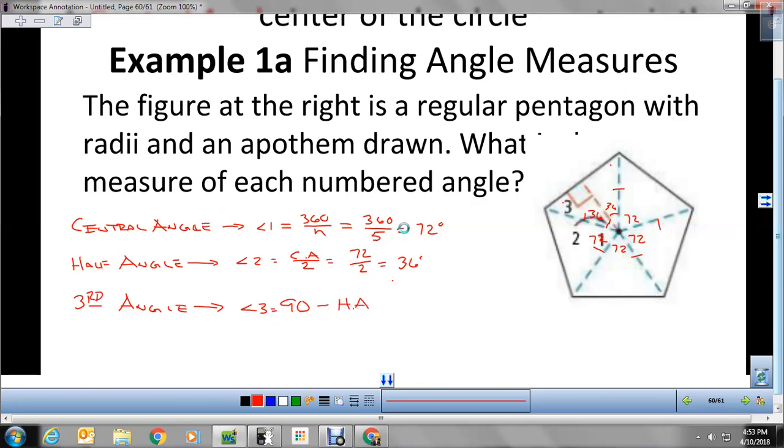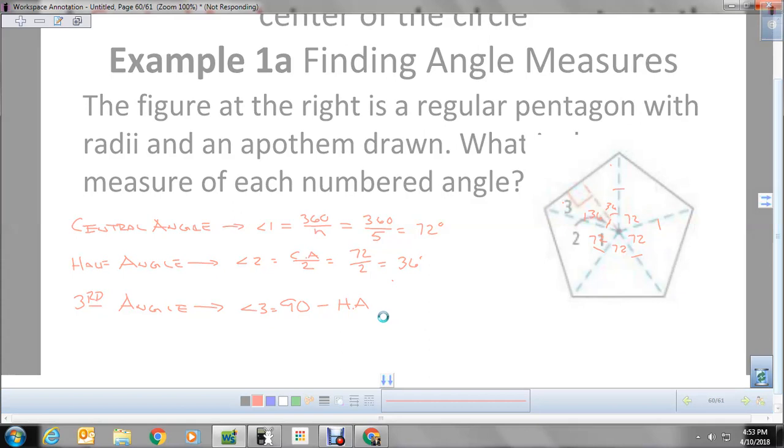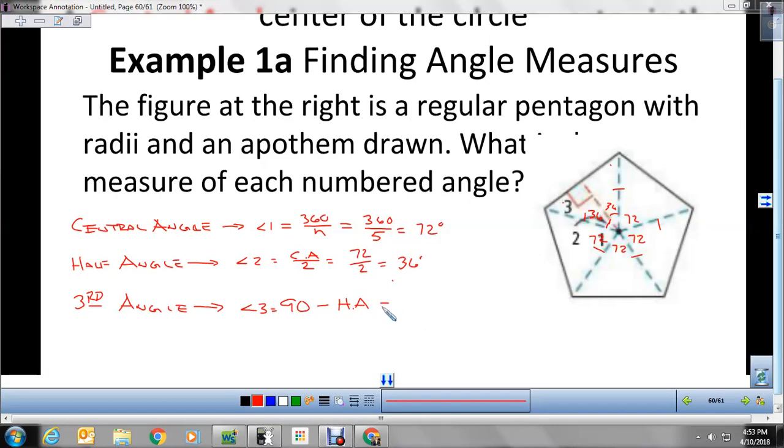So this is the pattern you take. 360 divided by the number of sides to get our central angle. Take your half angle, divide it by 2, and now we're going to take 90 minus our half angle. So 90 minus the half angle is going to become 90 minus 36, which is going to give us 54. So our angle 1 is 72, angle 2 is 36, and angle 3 is 54.